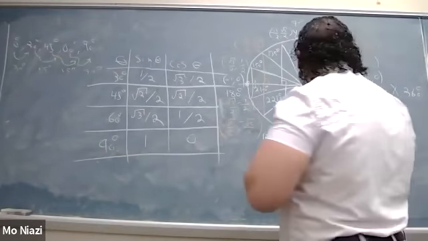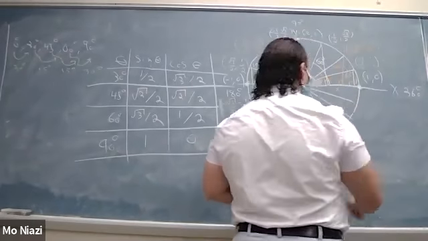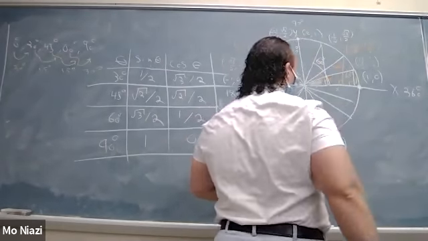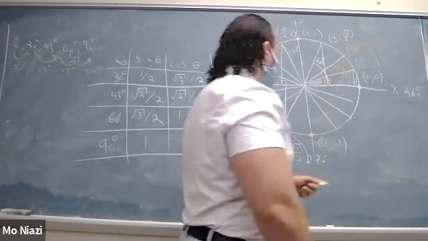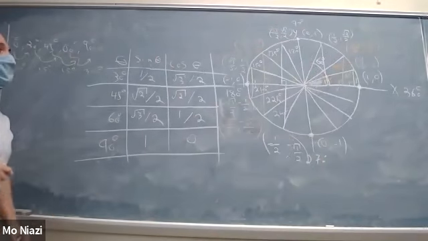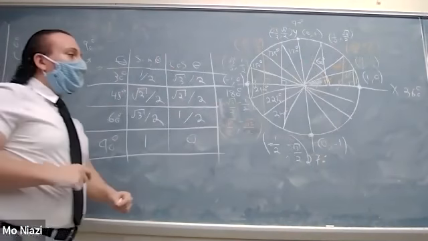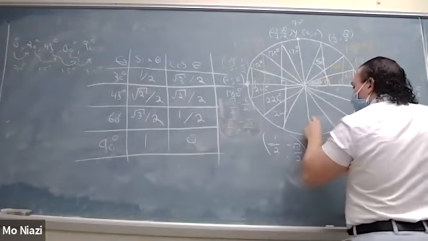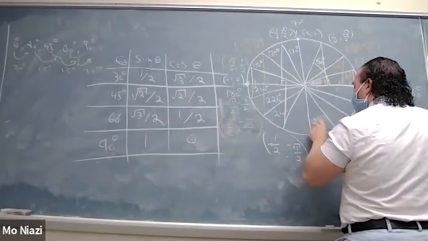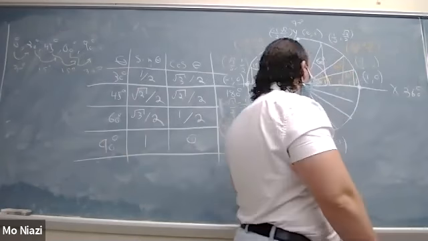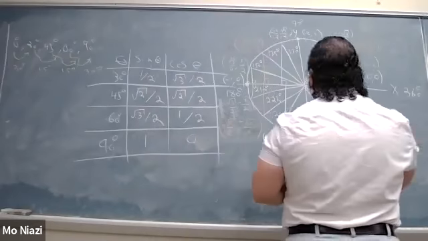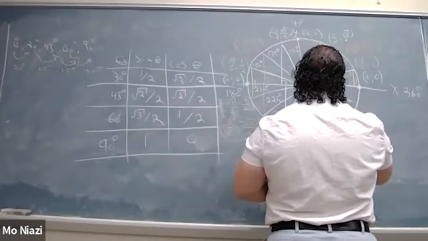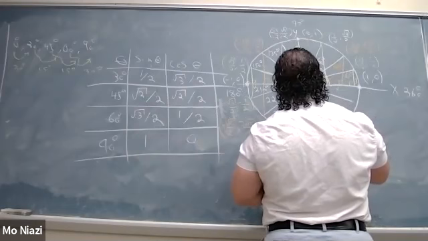Moving on, what's the next angle? 270, we already figured those values out. What's the next angle here? How do you know that? 30, 45, 45, 30. I see. Okay. So what are the associated sine and cosine values? I mean cosine and sine.